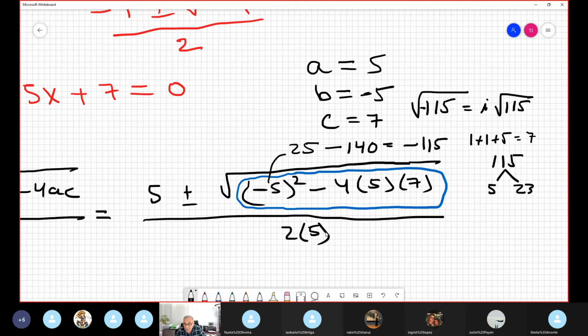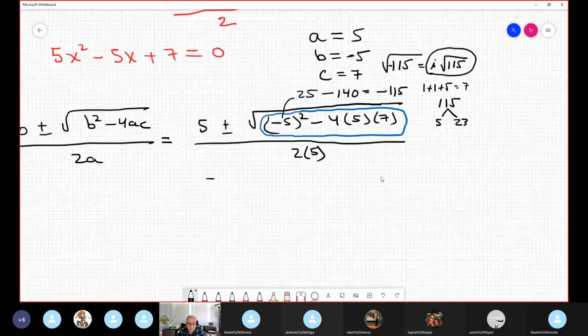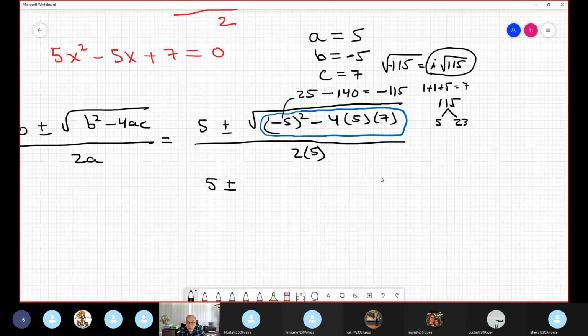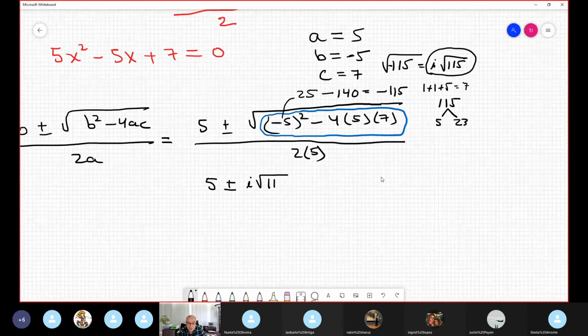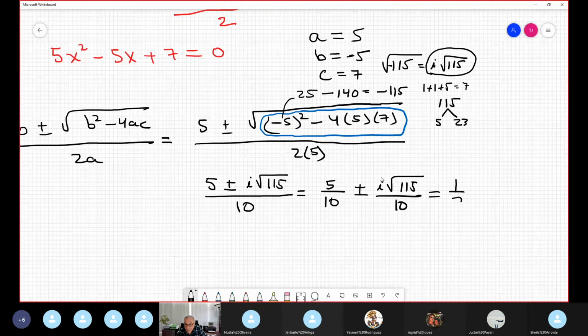We have no couple to simplify, so we leave it like that. Therefore, the answer is 5 plus or minus i square root 115 divided by 10. You can write it like that, or you can write 5 over 10 plus or minus i radical 115 divided by 10. And this is 1/2 plus or minus i radical 115 over 10.